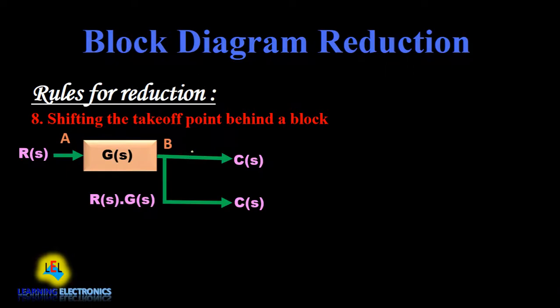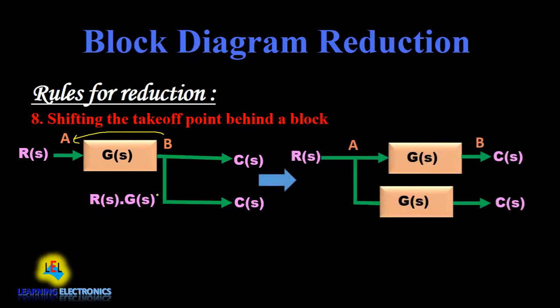Now next is shifting the takeoff point behind the block. Whenever we shift the takeoff point behind the block at position A, the output C(s) should not change. Here C(s) is equal to R(s) into G(s). So one block of G(s) will be added in this branch so that the output C(s) does not change. So whenever we shift the takeoff point behind the block, one block of G(s) is added in the branch.